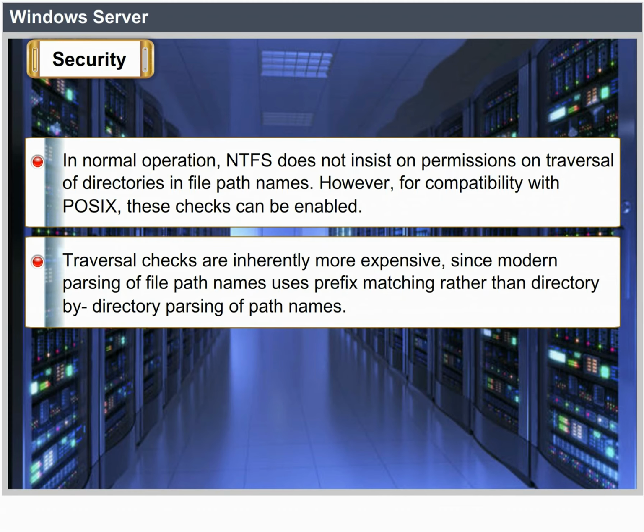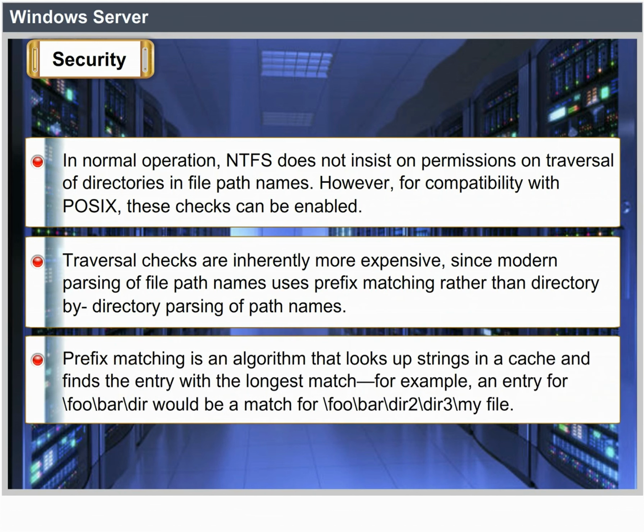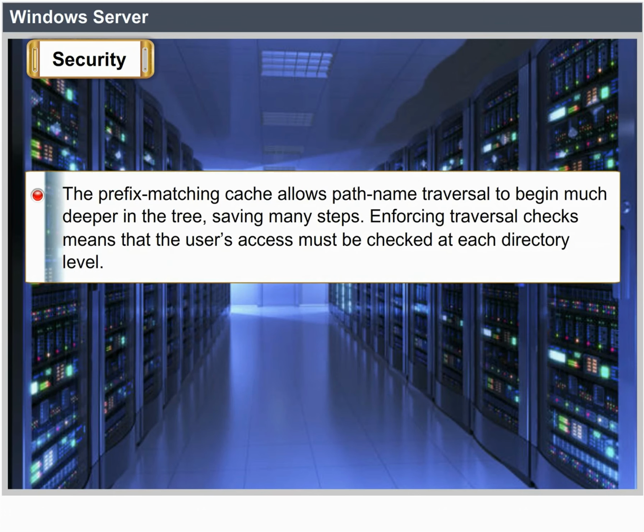Prefix matching is an algorithm that looks up strings in a cache and finds the entry with the longest match, for example, an entry for /FOO/bar/dir would be a match for /FOO/bar/dir/dir2/dir3/myfile. The prefix matching cache allows path name traversal to begin much deeper in the tree, saving many steps.